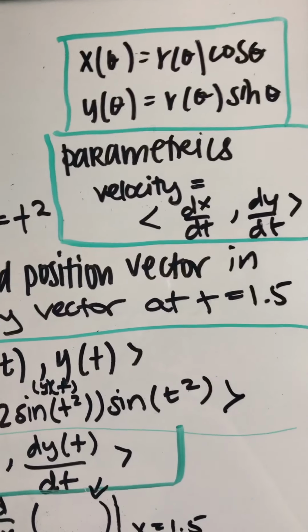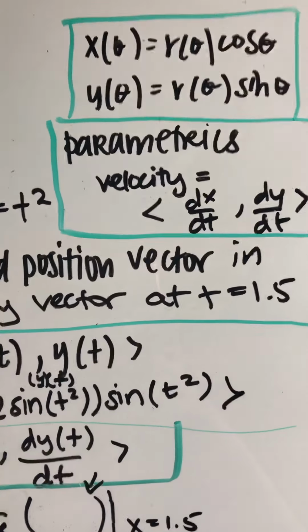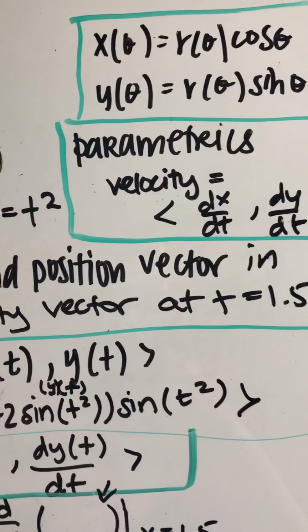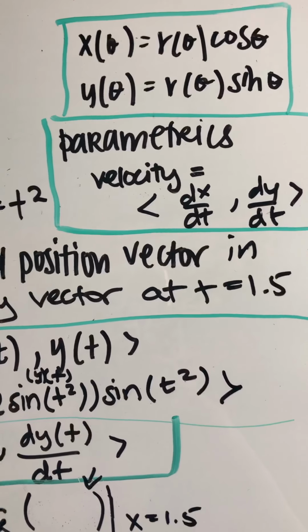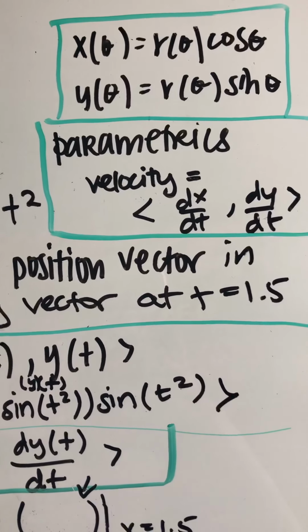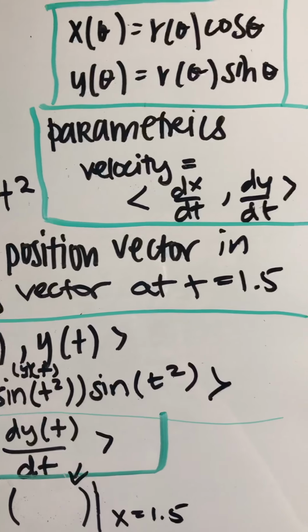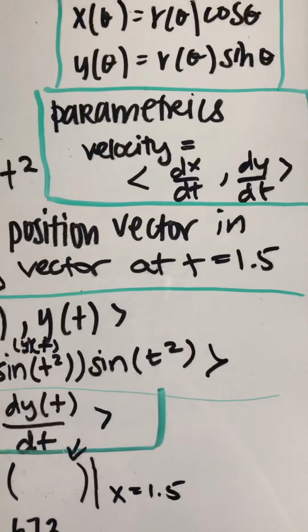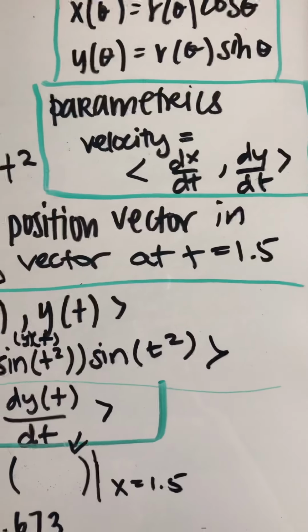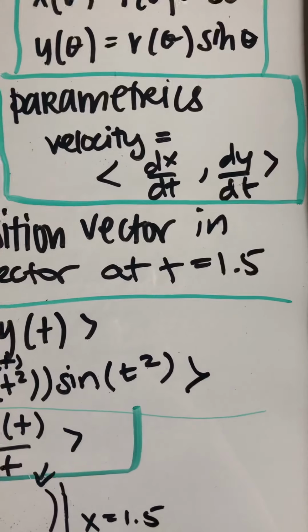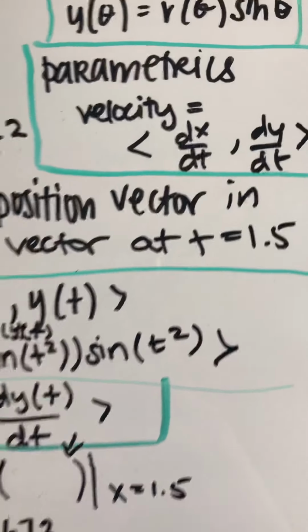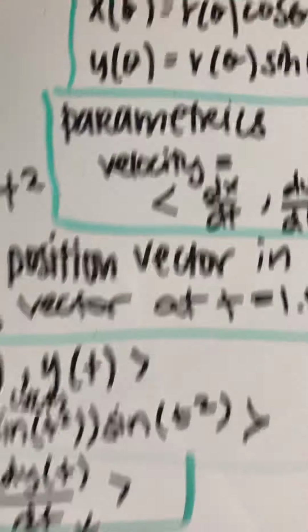Like I talked about before, conversion from polar: x of theta equals r of theta cosine theta, and then y of theta equals r of theta sine theta. And then from parametrics, how you find your velocity, you have the points dx over dt and then dy over dt. So those are two things that you want to make sure you know before you get started.